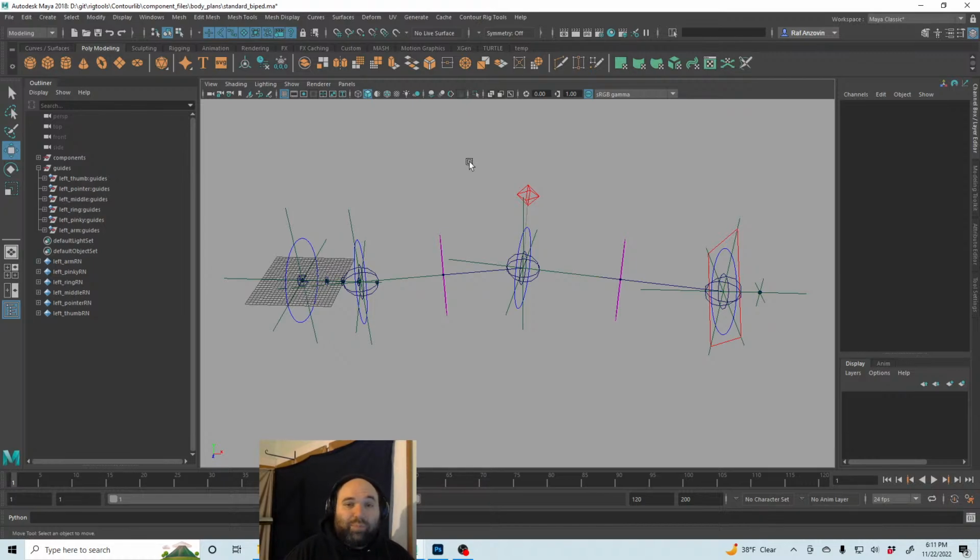So anyway, once again, next week we'll be continuing with our dive into componentized rigging with Contour.